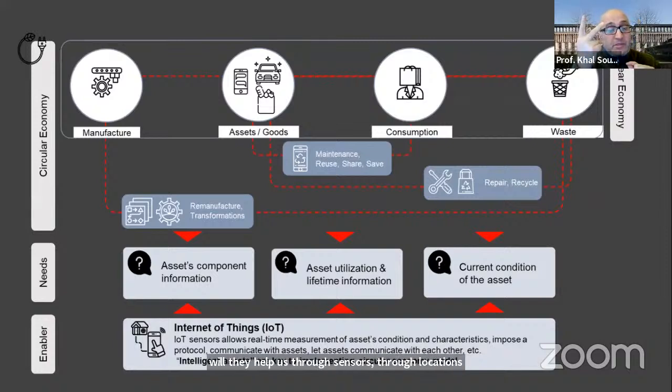Remember these three elements. Sensors, we need them. Location, we need them. Communication, we need them. So the IoT sensors allow real-time measurements of assets' conditions, characteristics, and literally help us impose some kind of a protocol to communicate with other assets. So intelligent assets are key to implementing the circular economy model. That's what I'm trying to say.